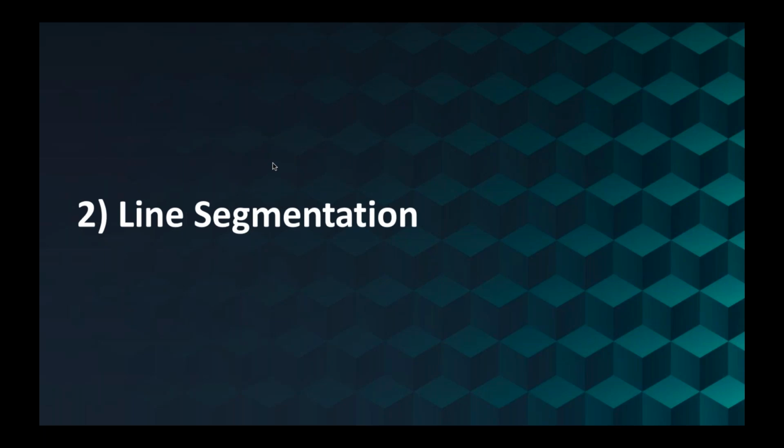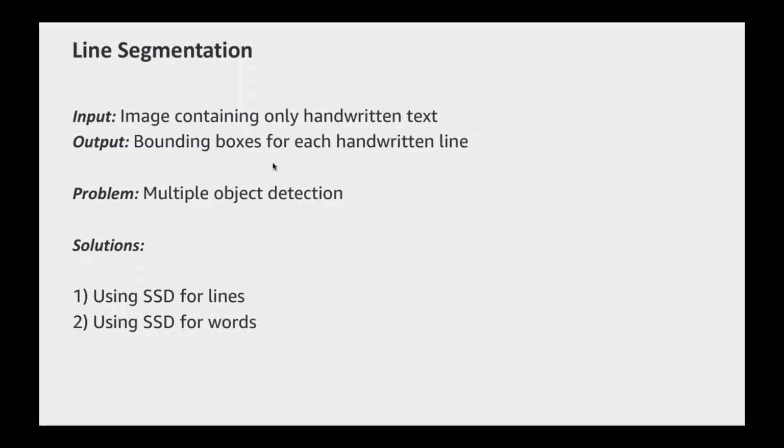Okay, so the next step, once we have our forms extracted, so we have pure handwritten text, is line segmentation. The input is an image containing only handwritten text, and the output is a set of bounding boxes, one for each handwritten line. So we're in the realm of multiple object detection.